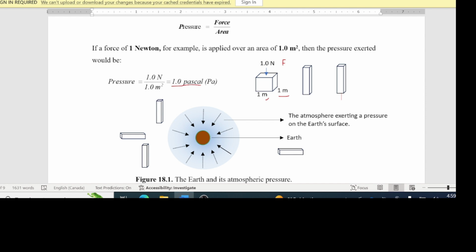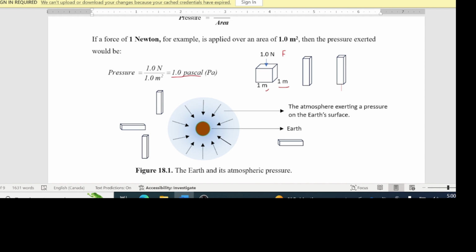So because air has mass, it will also have a force. Because of the Earth's gravity, it will have a force acting down on the Earth. And it will create also the pressure. So this is what we mean by atmospheric pressure. And this is what it looks like. Watch this.